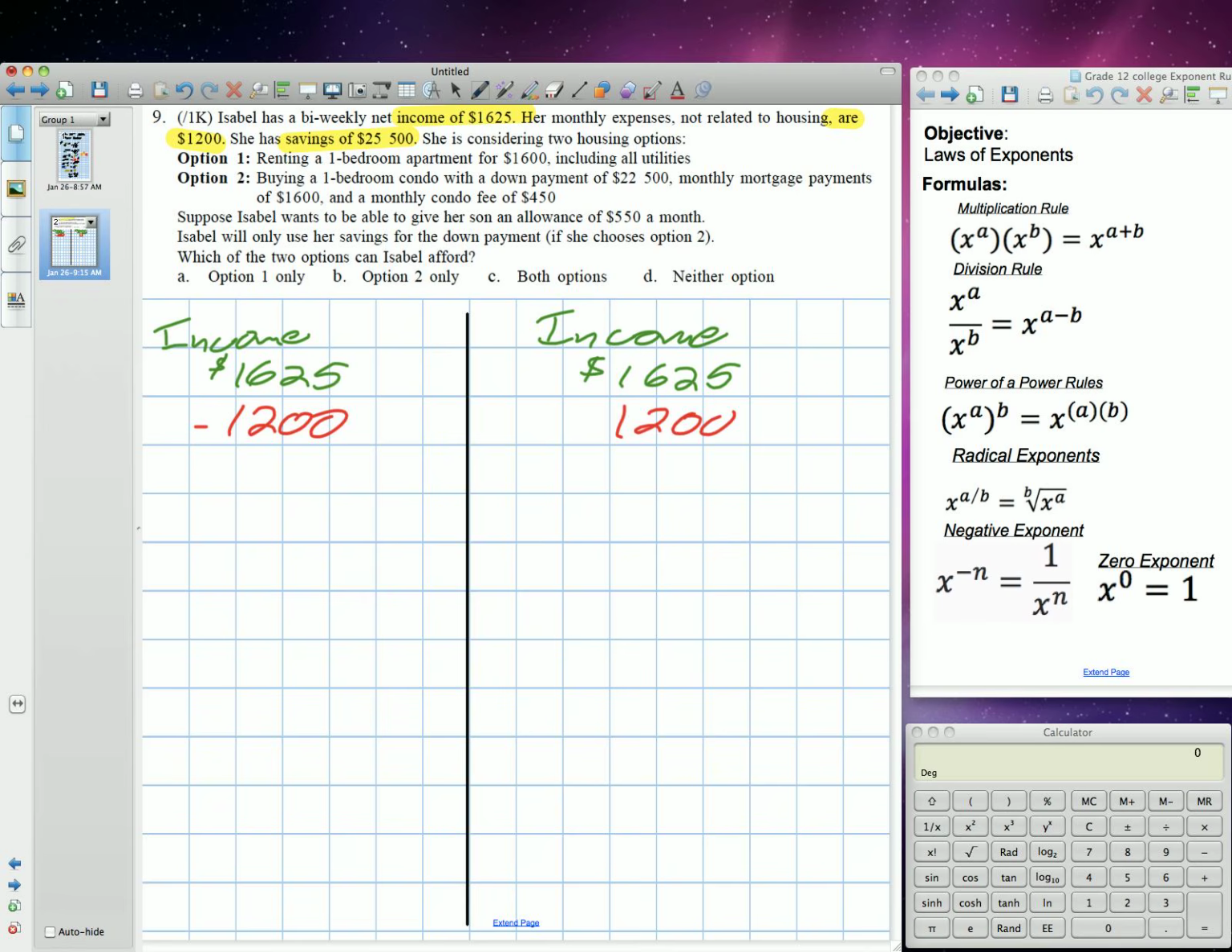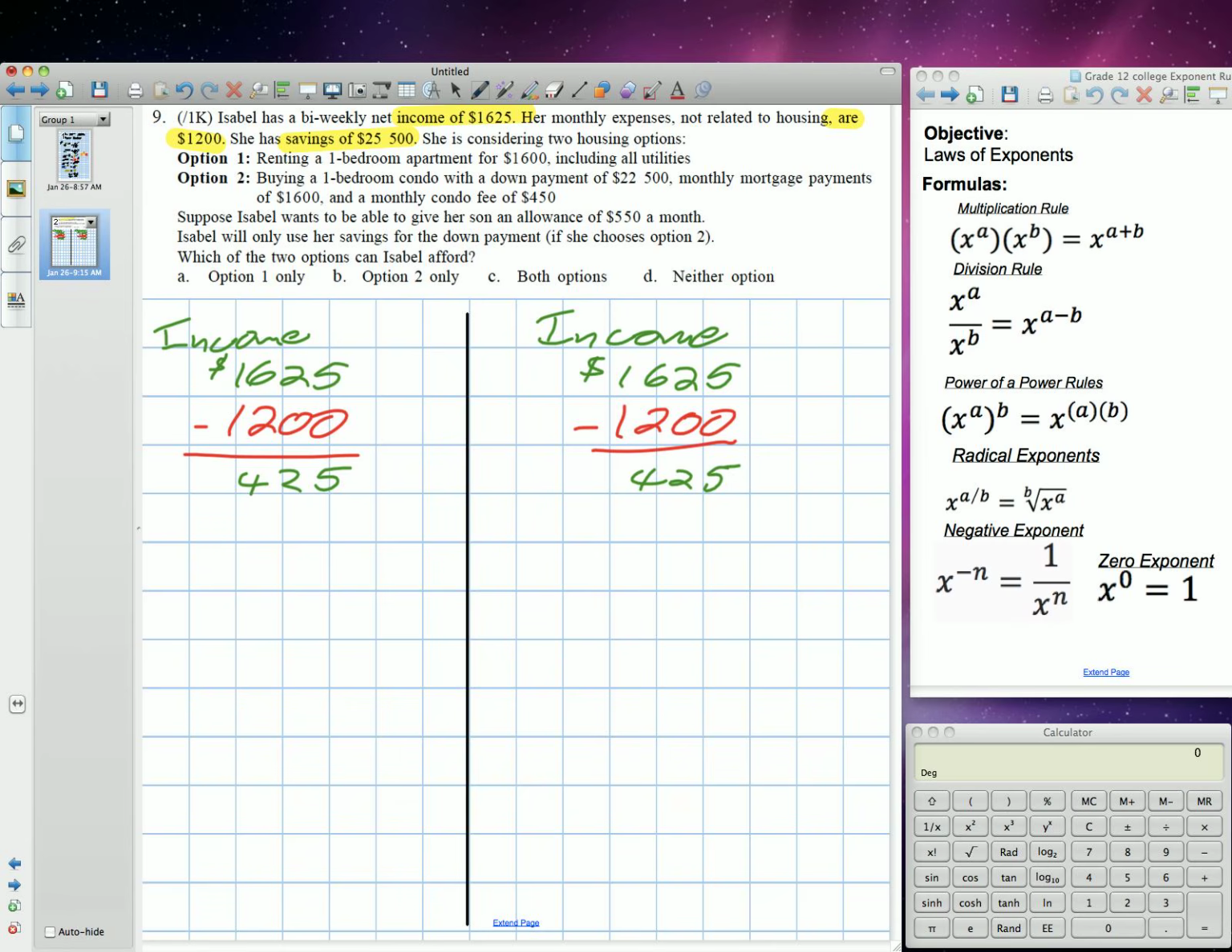When we take this away, she's left with positive, so we'll keep it in green again. $425. Is that right? Oh, wait. I knew that didn't make sense. Very important.